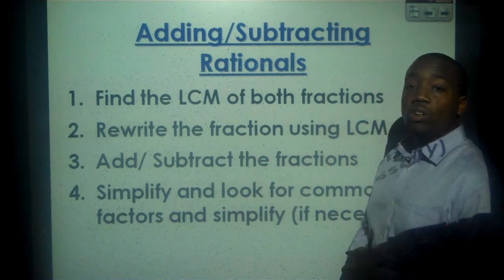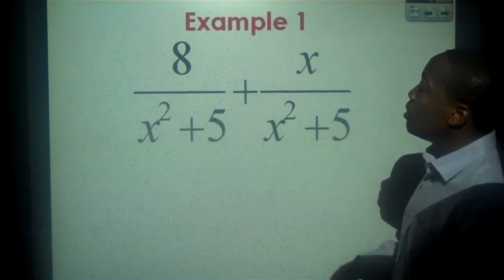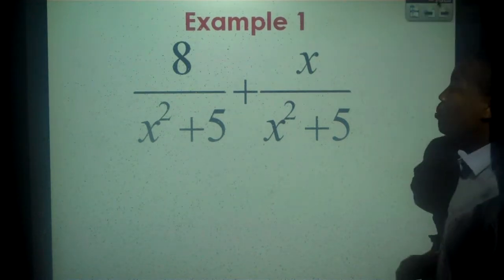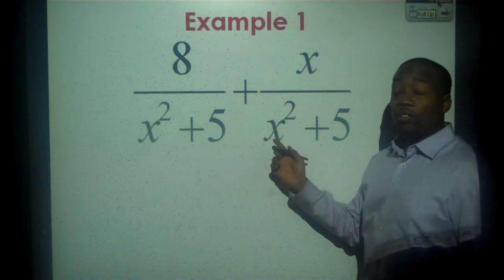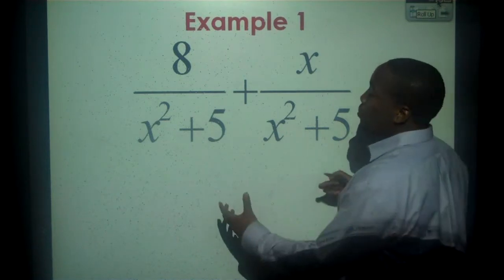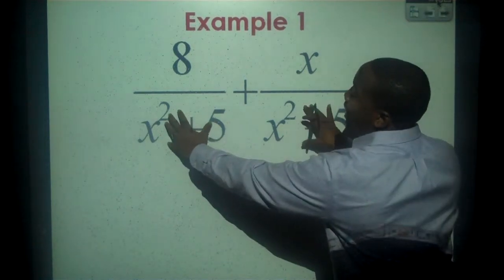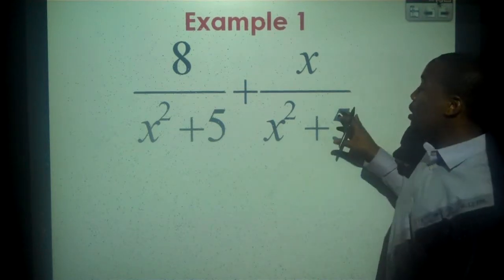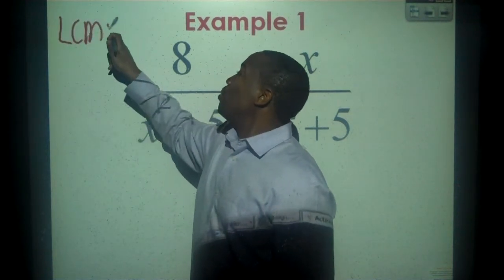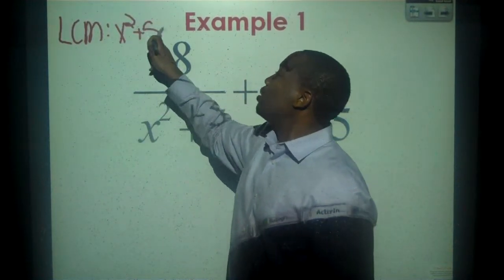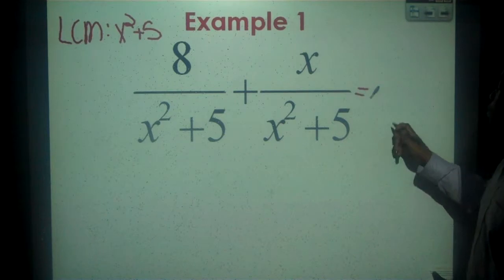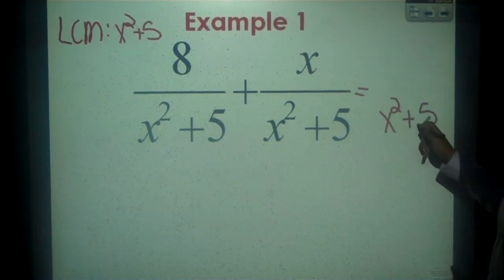So what we're going to do now is just go over a couple of examples. So let's start with example 1. So my first step that we first said in the previous slide is what's the LCM? So the least common multiple. So in this situation we have both of the denominators are exactly the same. So what that means is the LCM of this situation will be x squared plus 5. So they're both the same, so that's what they both can multiply up to be. So I'm going to go ahead and start out with that, x squared plus 5.